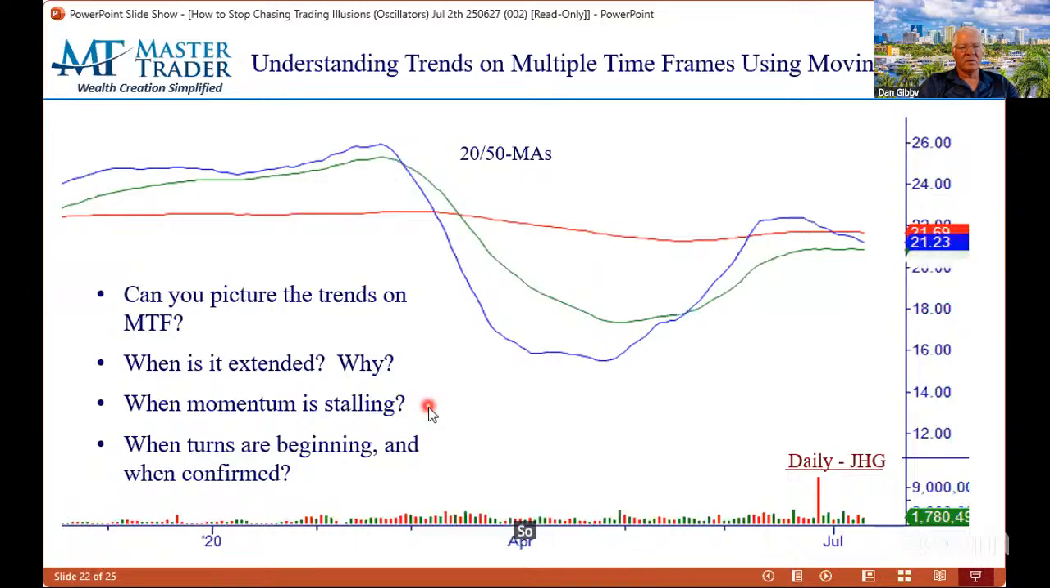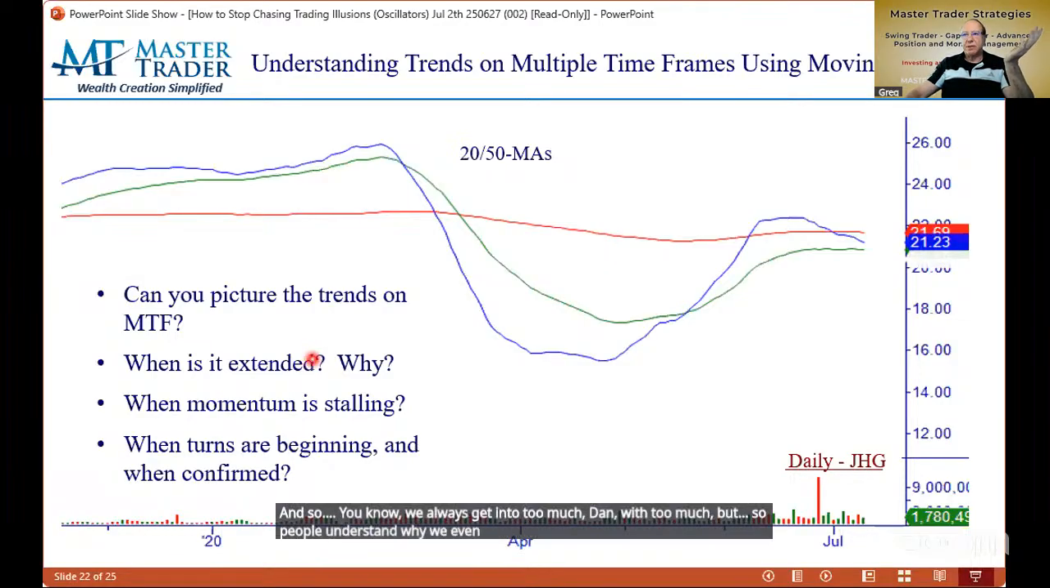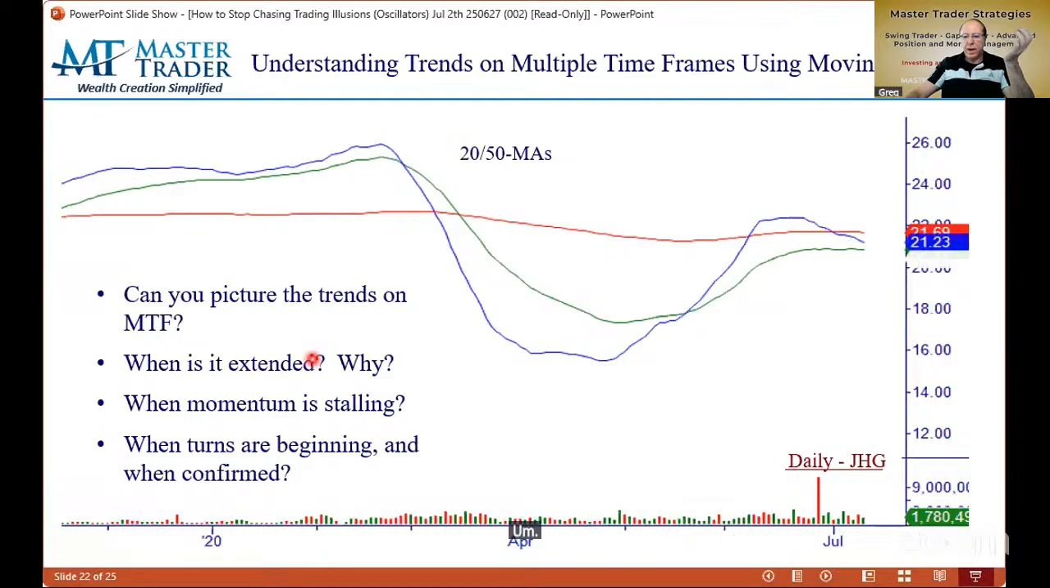So I took the candles off. And so, we always get into too much, Dan, but so people understand why we even use these moving averages. And so the 20 is a short-term moving average by definition, right? So it follows the price action closer or tighter. All right, so this is pointing down. Right, the 50 is equal to the 10 on the weekly time frame. And the 200 is equal to the 10 on the monthly time frame.